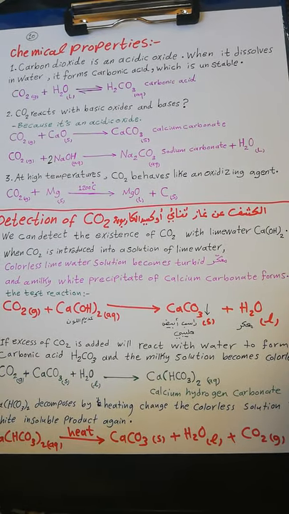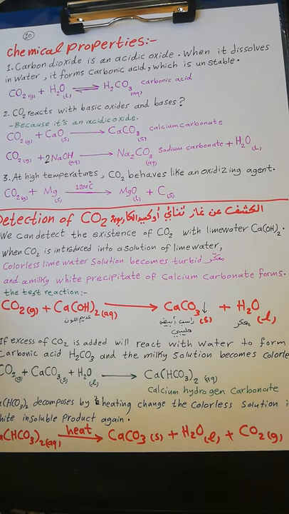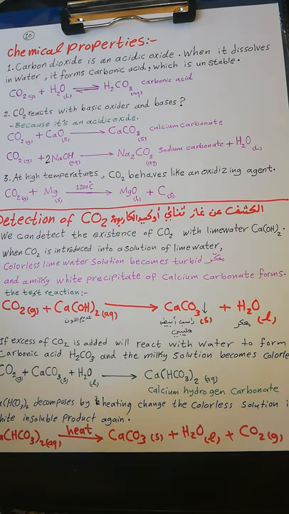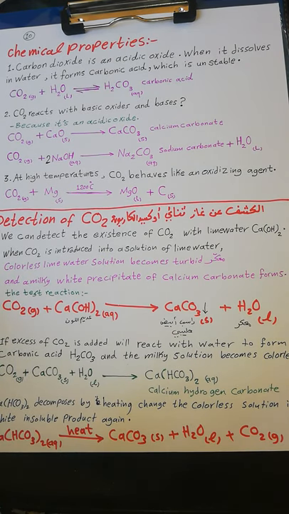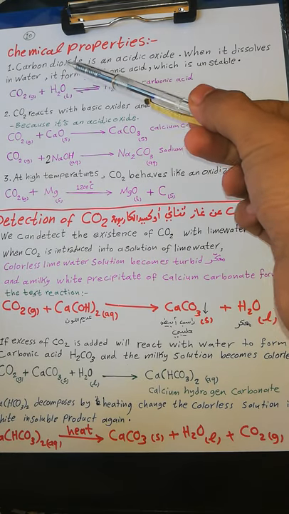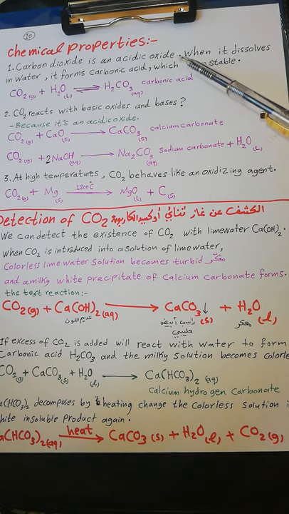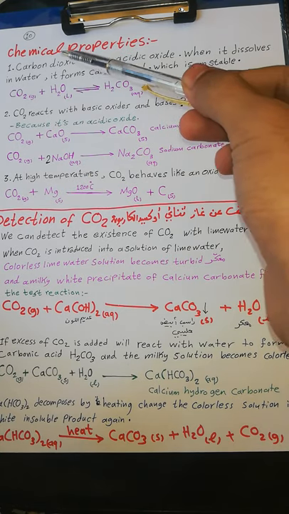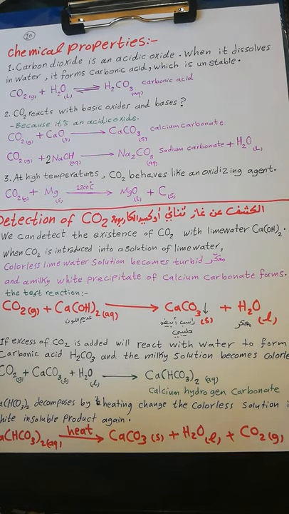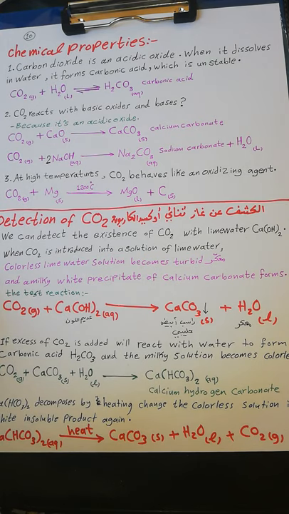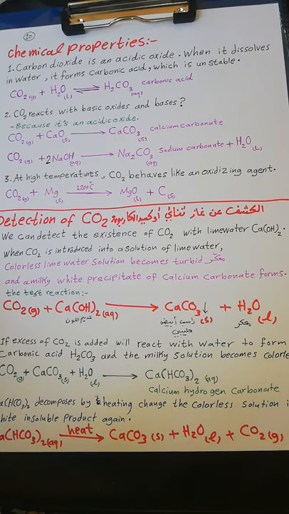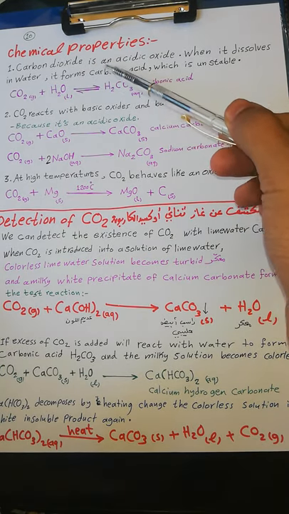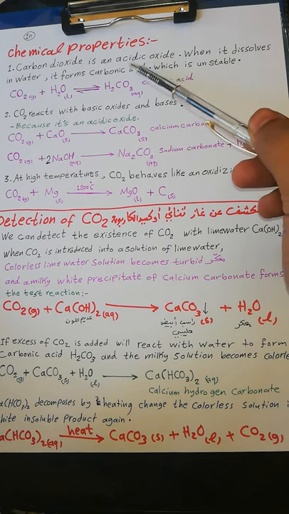Chemical properties of carbon dioxide. First, carbon dioxide is an acidic oxide, while carbon monoxide, which we studied, was a neutral oxide, meaning neither acidic nor basic, neutral. Carbon dioxide is an acidic oxide.